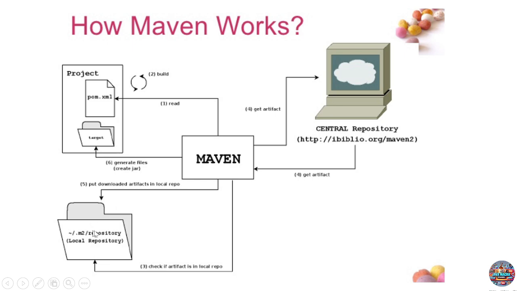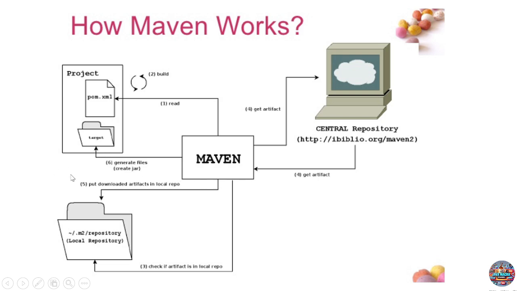If for suppose in the .m2 folder there is no jar file, it will go to the central repository and get the artifacts, that is the jar files. It will not directly give them to the target folder, it will give them to the .m2 folder. Then after storing, from here it takes the jar file and gives it to the target.